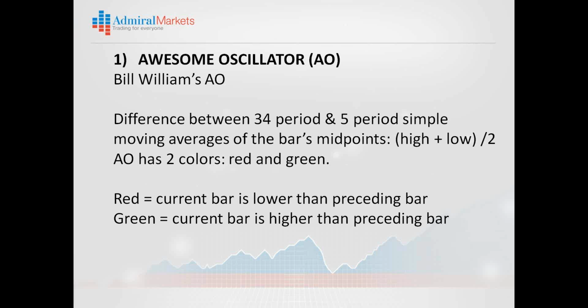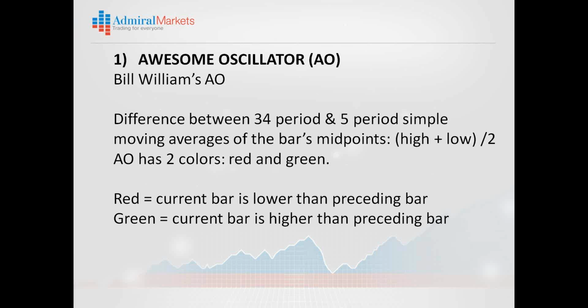It's called the oscillator, AO for short. We'll be using that. It's the difference between a 34 period and a 5 period simple moving average of the bar's midpoints. So high plus low divided by 2, and then you'll get an indication.